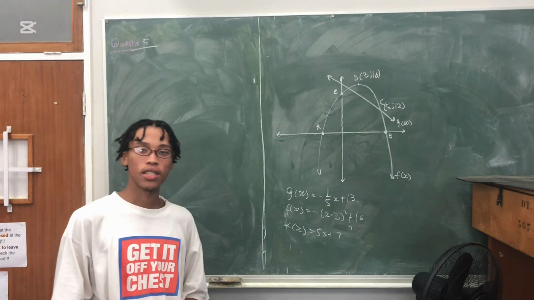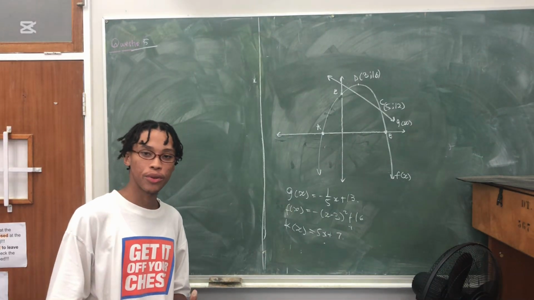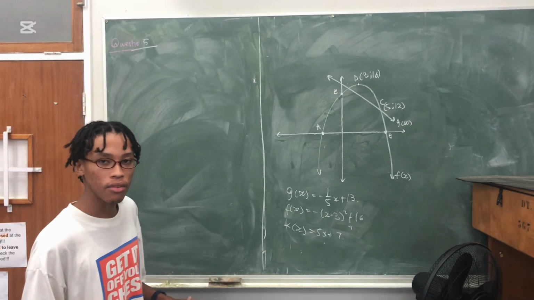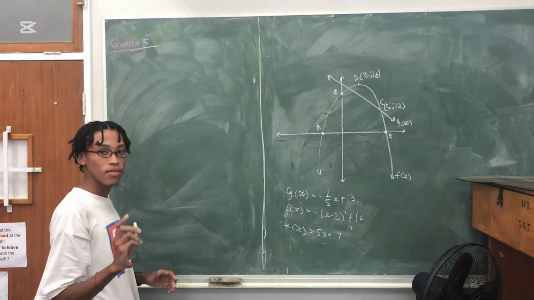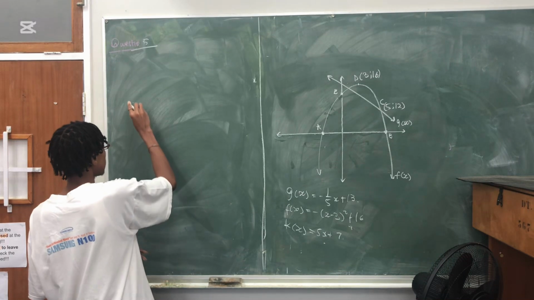The last question in this section is asking us to find the average gradient between the values where x is negative 3 and x is positive 1. The first thing that we're going to do is find the y values of the corresponding x's.